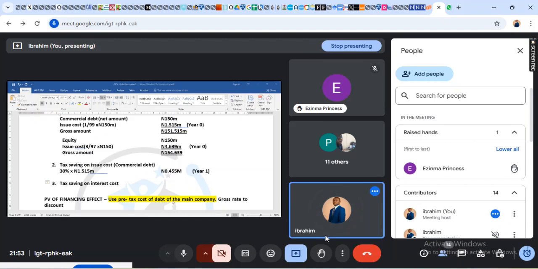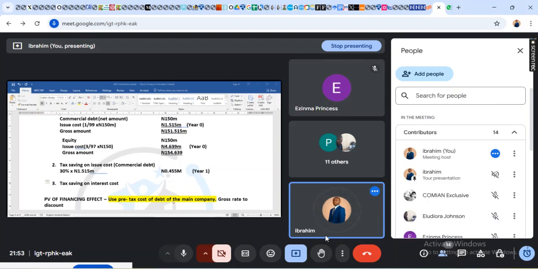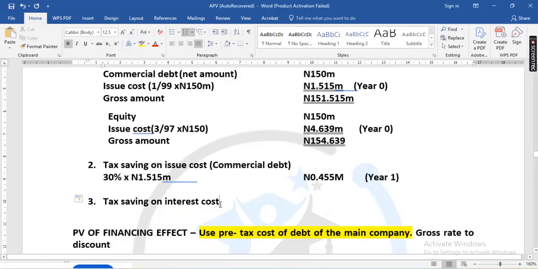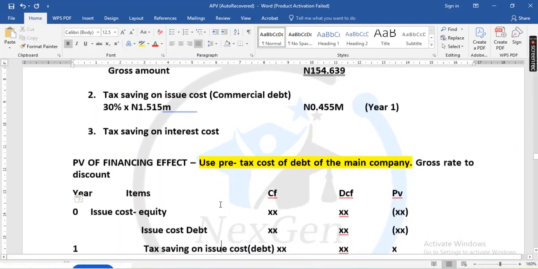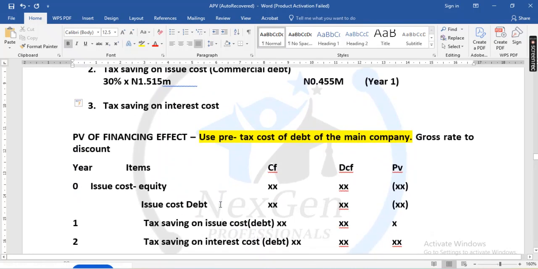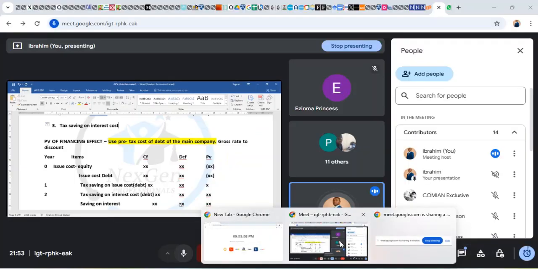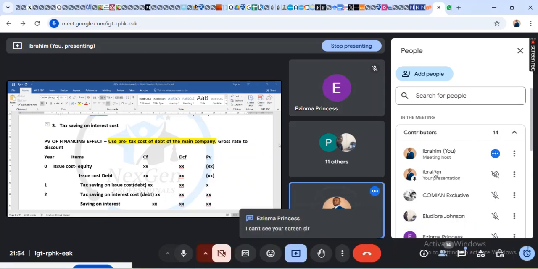I guess it's a mistake, right? Okay, tax savings on interest cost. So let's check. That is the next step, right? Tax savings. Class, can you see it? Tax savings on what? On interest costs.